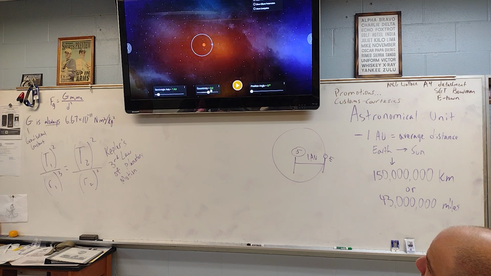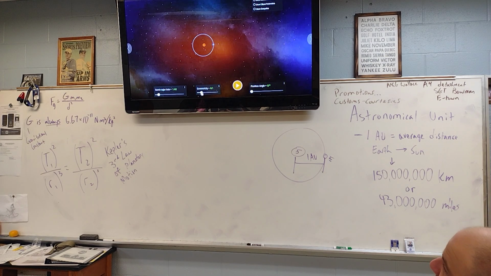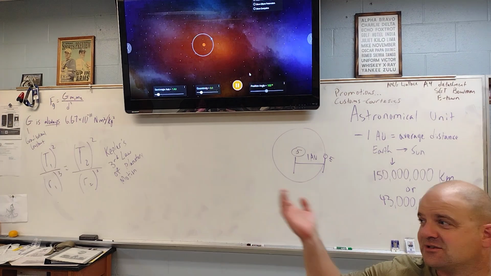Eccentricity. Earth to sun is pretty darn close to a perfect circle. Not a perfect circle, so we wouldn't have it at 0. We'd probably have it at 0.1. So you can see it's slightly off, just barely. In reality, it's probably closer to 0 than that, but that's okay. It's as close as we can get for the sim. And then the position angle just shows where it is in its orbit, so it doesn't really matter what you pick there. We're going to watch it orbit for just a second. Earth is orbiting the sun.